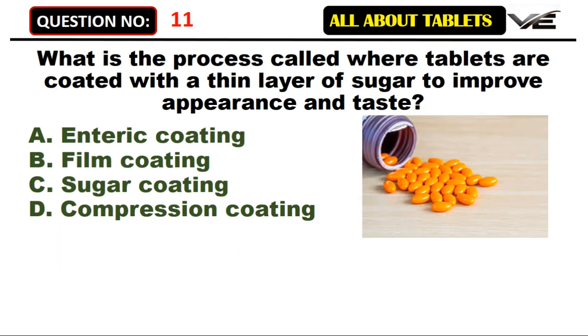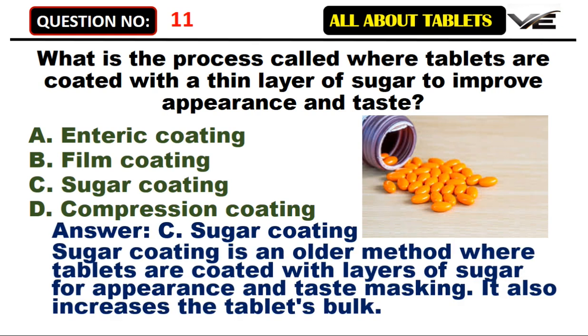What is the process called where tablets are coated with a thin layer of sugar to improve appearance and taste? A. Enteric coating. B. Film coating. C. Sugar coating. D. Compression coating. Answer. C. Sugar coating. Sugar coating is an older method where tablets are coated with layers of sugar for appearance and taste masking. It also increases the tablet's bulk.